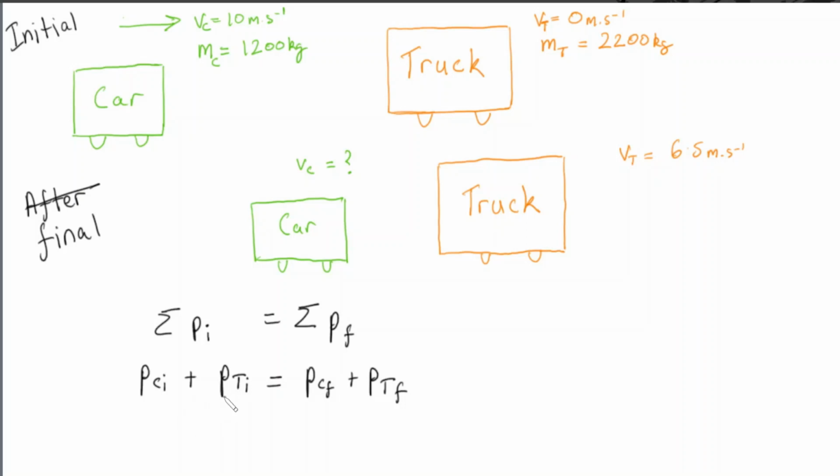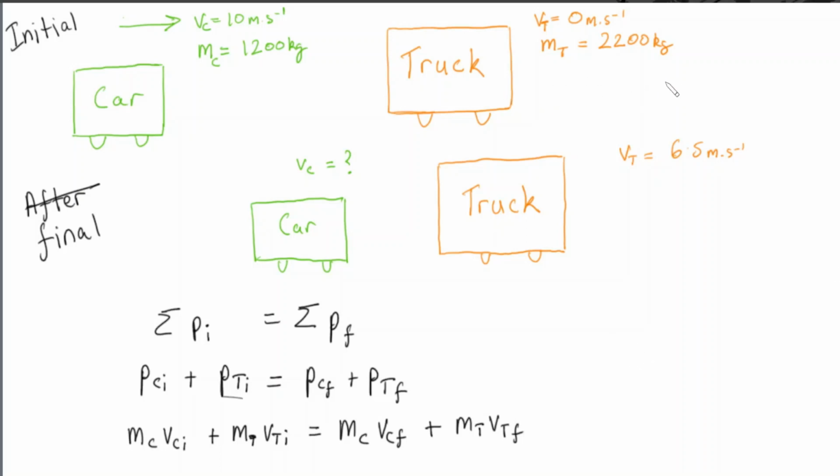So these can be expanded out into their constituents. So momentum of car is just the mass of the car times the velocity of the car initially plus the mass of the truck multiplied with the velocity of the truck initially. And that's going to equal the mass of the car times the velocity of the car in our final condition plus the momentum of the truck, which is the mass of the truck times velocity of the truck in our final condition. So we can move ahead and plug our numbers in.